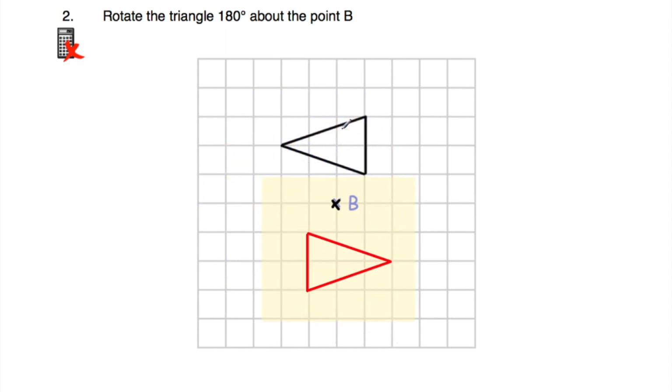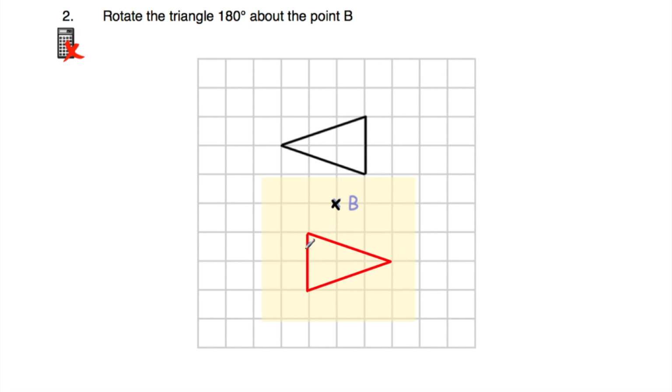So as you can see, we've rotated the triangle 180 degrees about the point B. Now we could have gone the other way. In this case, I went anti-clockwise, but I could have rotated the triangle clockwise, because if you rotate it 180 degrees clockwise or anti-clockwise, it'll end up in the same place anyway. So as you can see, we've now got the tracing paper where we've got the cross over the center of rotation, and we've got where the triangle will be.